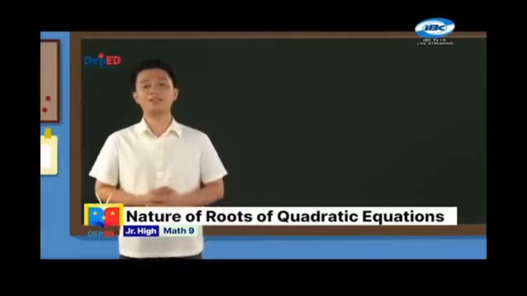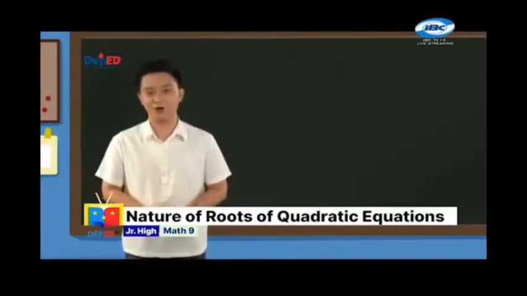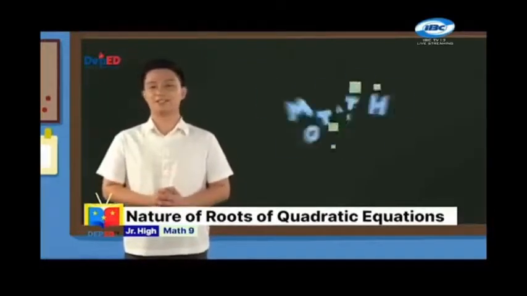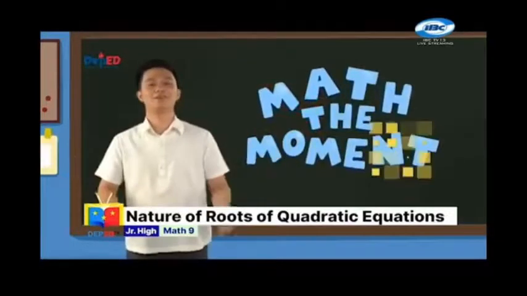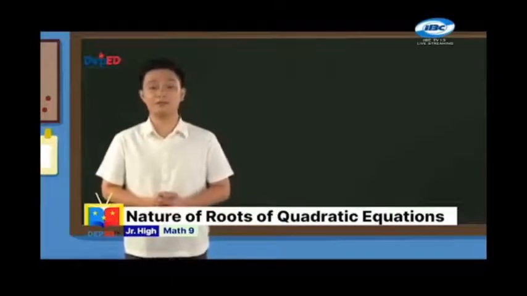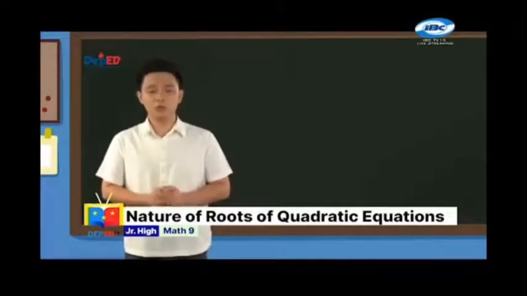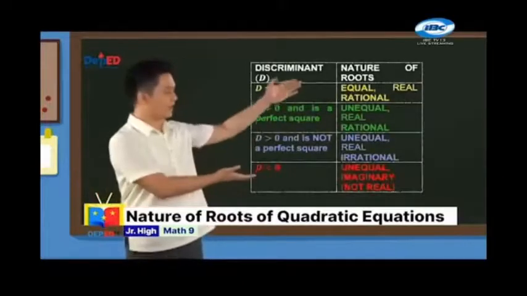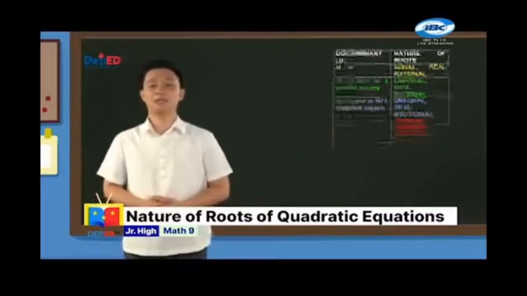And before we might even suffer from short-term memory loss, let's keep the learnings fresh by answering activities. Math the moment! For the first part, given the value of the discriminant, we will describe the nature of the roots. We recall our table of highlights.